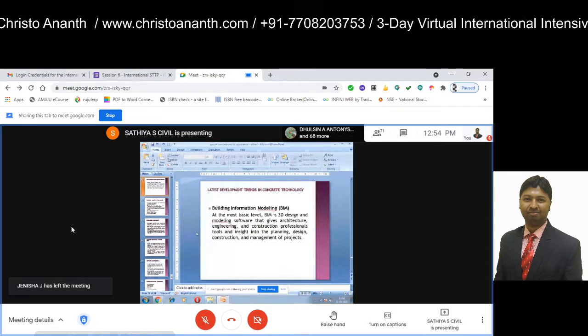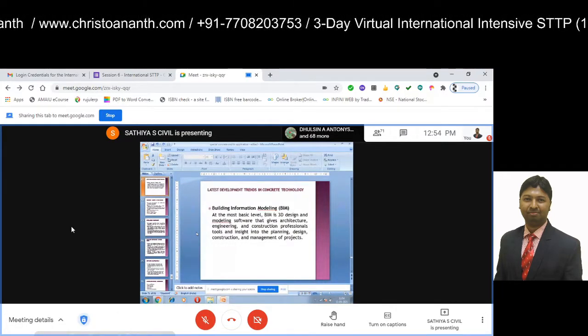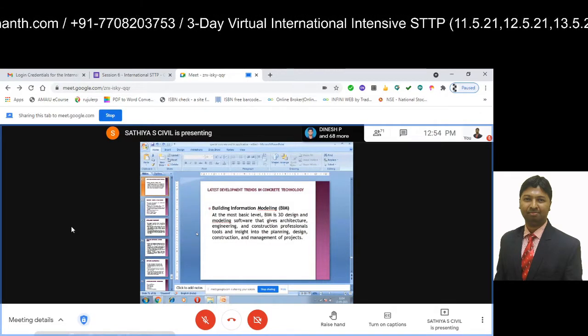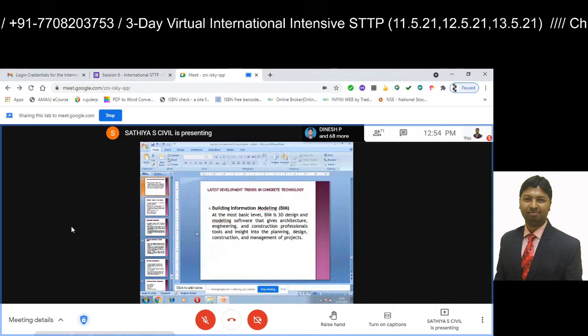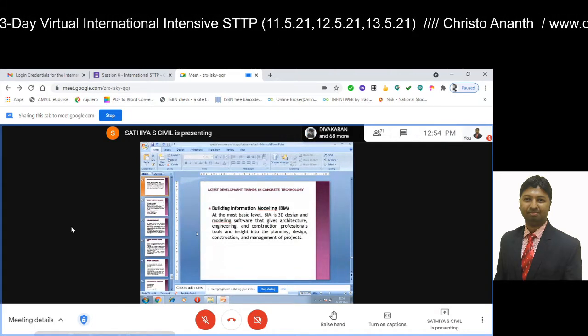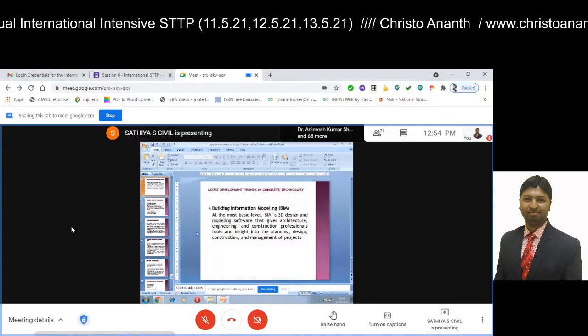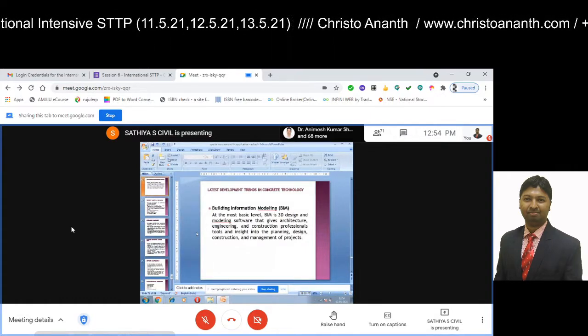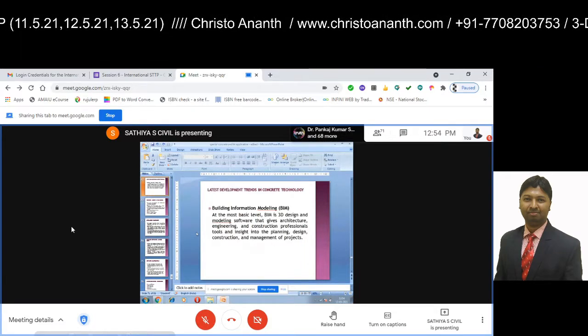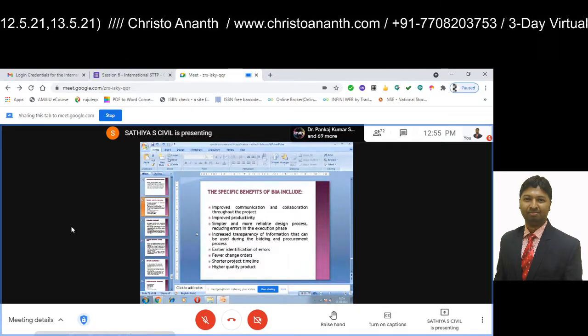The latest development trends in concrete technology emerging in India. Number one is building information modeling, that is BIM software. At the most basic level, BIM is a 3D design and modeling software that gives architecture, engineering and construction professionals tools and insight into the planning, design, construction and management of projects.